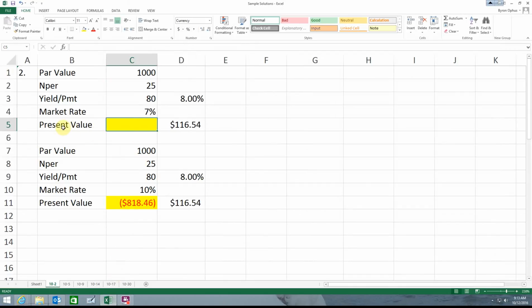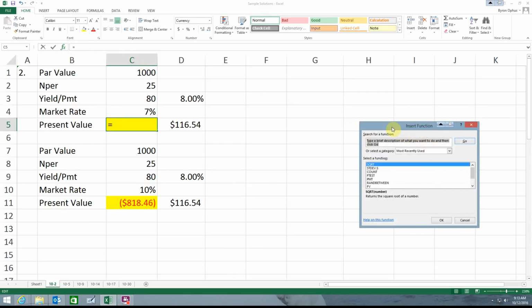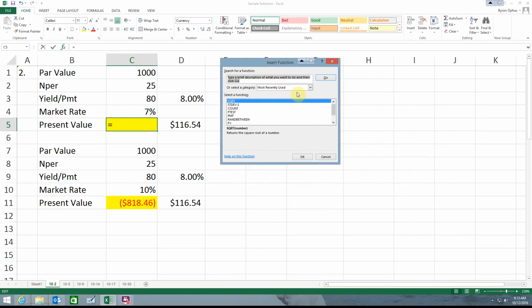Okay, so what I have here is we're gonna solve for the present value. That's what we want to know, is what's the value of this $1,000 bond today. And so I've just got my space there, and I'll click on that, and I'm gonna go here and find under financial, present value. There we go.